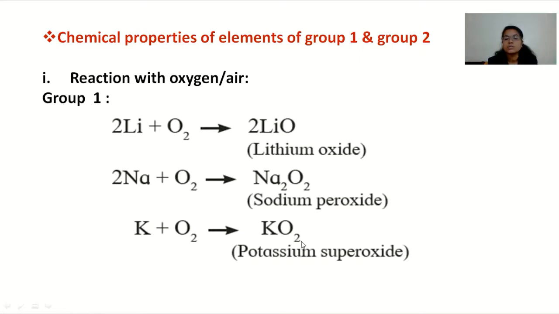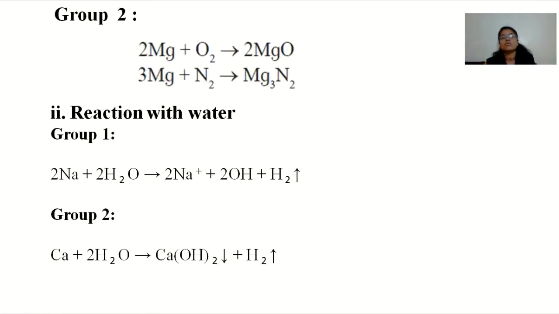And in potassium, you can see it is potassium superoxide, because more oxygen atoms are present. Now for group 2 elements, you can see here magnesium means reaction with air and we can say that reaction with nitrogen means these metals are protected from air oxidation by an oxide film formation on their surface.